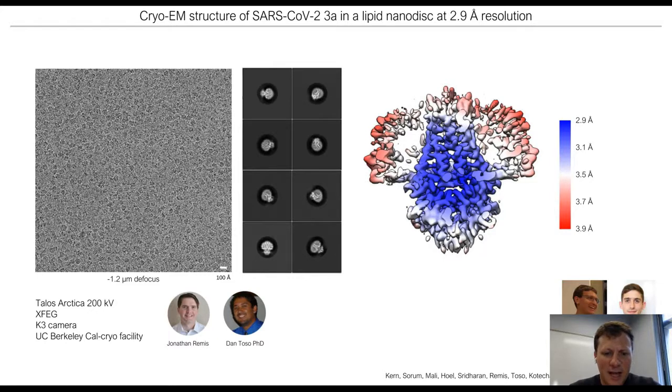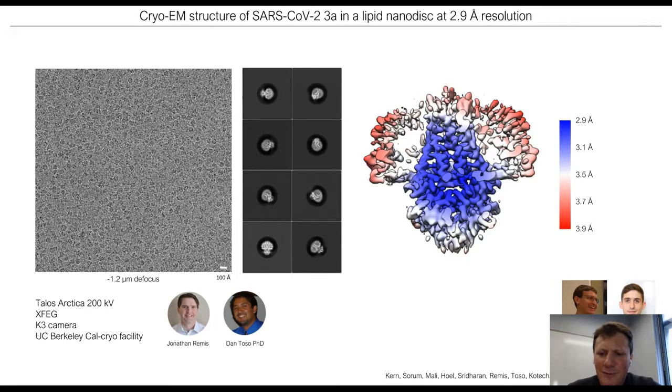So I'd just like to acknowledge Jonathan Remus and Dan Tasso at the UC Berkeley Cal Cryo facility for coming in at a tough time in the pandemic to collect these data. And Chris Hull, a graduate student in my lab who worked with David to process the data and generate this reconstruction. And so we were able to learn quite a bit from this really rather high resolution map for such a small membrane protein, and posted a preprint in June of last year describing the results.